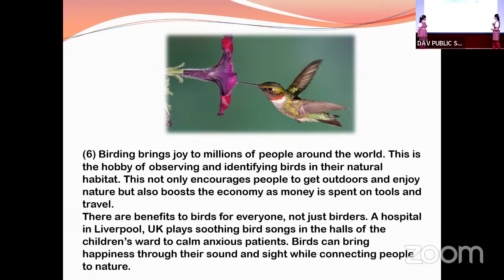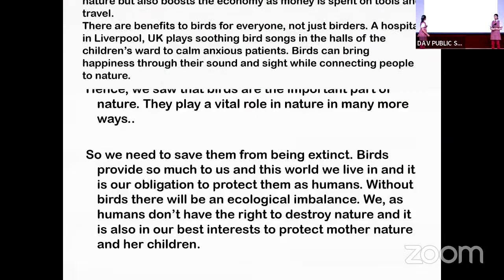This not only encourages people to get outdoors and enjoy nature, but also boosts the economy as money is spent on tools and travel. There are benefits to birds for everyone, not just birders. A hospital in Liverpool, UK, plays soothing bird songs in the halls of the children's ward to calm anxious patients. Birds can bring happiness through the sound and sight while connecting people to nature.